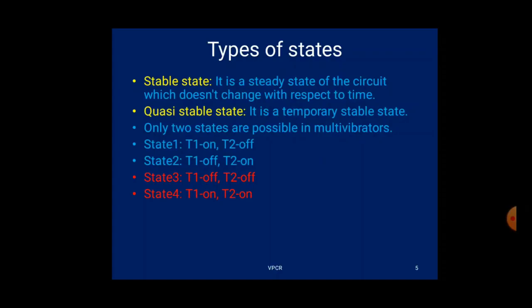When I say cross coupled, it means one of the outputs is given back to the input of the other transistor, and vice versa. So if one transistor is on, the other transistor will be off. If one is off, the other will be on. So you will always have either an on-off condition or an off-on condition.